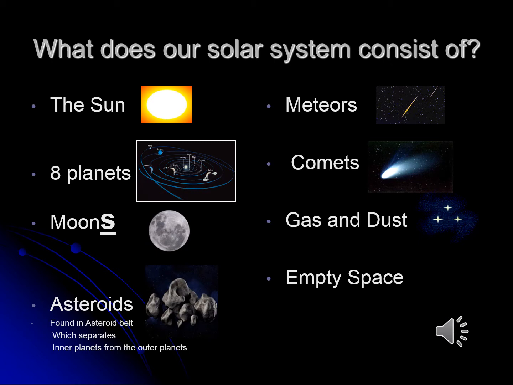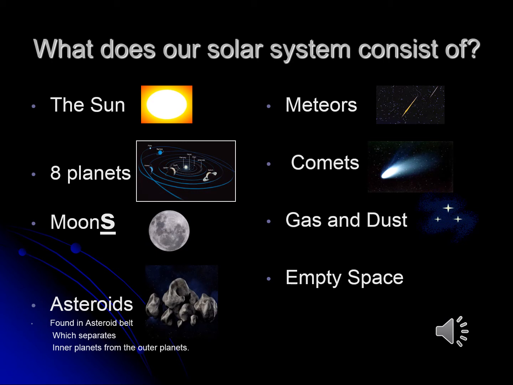The next item that we have are moons. Some planets have 0 moons. Some planets have 1 moon, like the planet Earth. And then other planets have more than 1 moon, like Jupiter and Saturn. The fourth one is the asteroids. Where are these asteroids found? Most of the asteroids are found in the asteroid belt. The asteroid belt actually separates the inner planets from the outer planets. The inner planets are our rocky planets. Our outer planets are our gaseous planets.